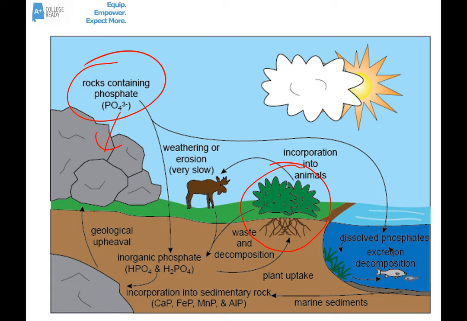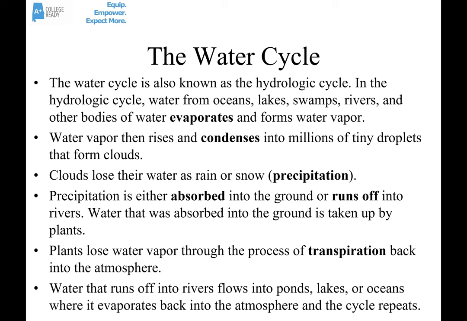But the last biogeochemical cycle mentioned is the water cycle. This is one you guys have studied since first grade, probably. The water cycle is also called the hydrologic cycle. So we know that water evaporates from bodies of water like lakes, swamps, rivers, and oceans, making water vapor.